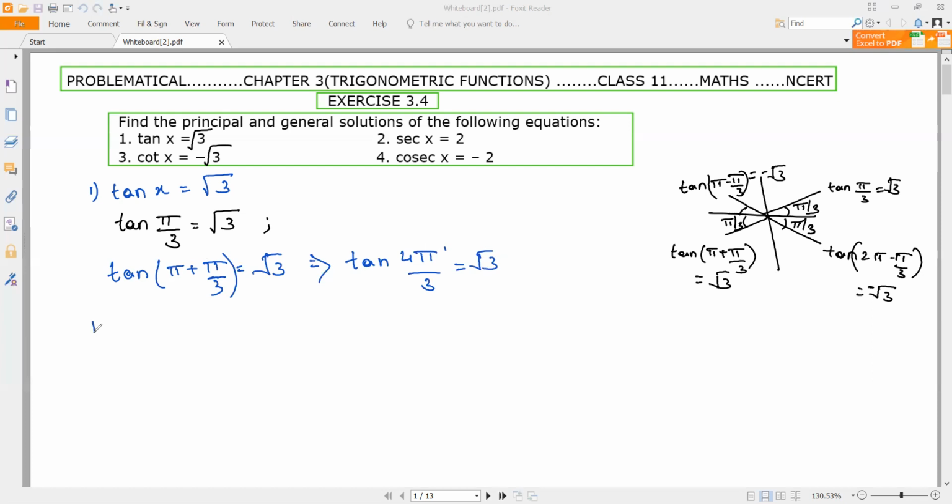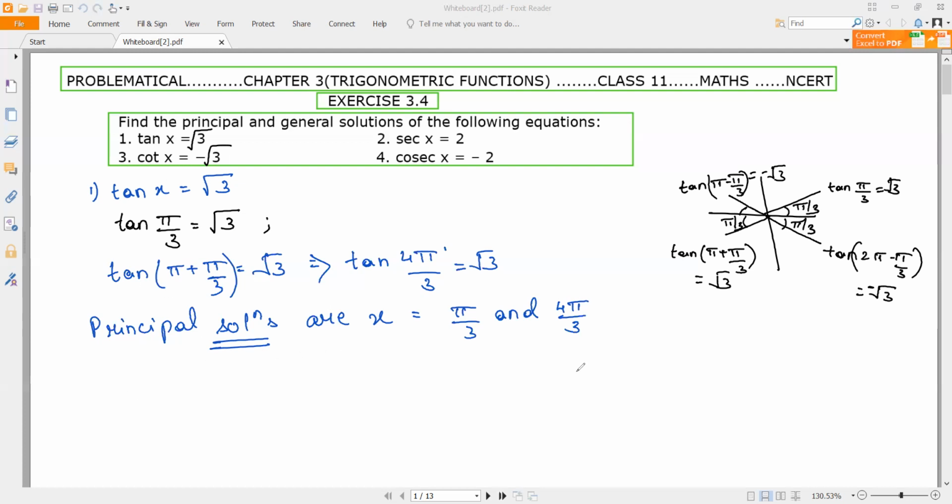Which means your principal solutions are x is equal to pi by 3 and 4 pi by 3. This is a short form for solutions, not to be replicated in your papers. These are the angles where you're getting a positive root 3 value.